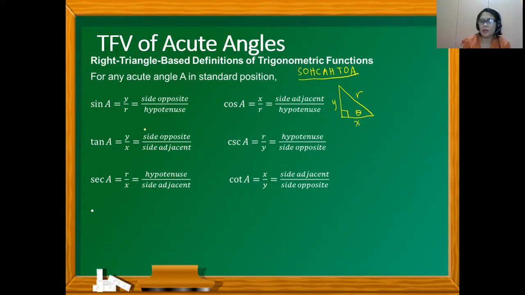Now, the other three trigonometric functions, such as cosecant, cotangent, and secant, are the reciprocals of the first three functions. So, for us to come up with the ratio, we will just get the reciprocal. For instance, for cosecant, we know that its reciprocal is sine. So we'll just get the reciprocal, which will lead us to r all over y.